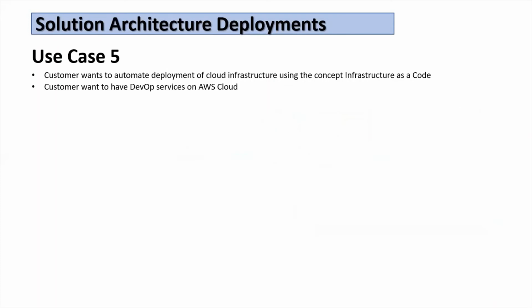the customer wants to leverage the power of the infrastructure as code concept, and he can deploy cloud infrastructure within minutes and avoid common mistakes which occur during manual configurations. Also, if the customer is looking for AWS DevOps services, we are going to use these services during this use case. So that will be really useful for DevOps use cases.